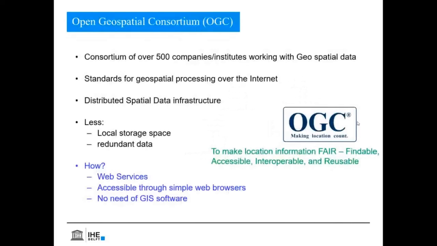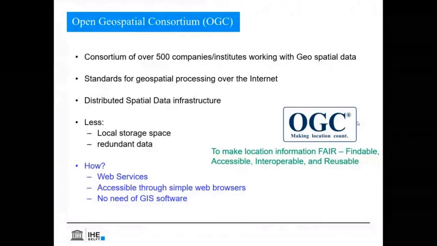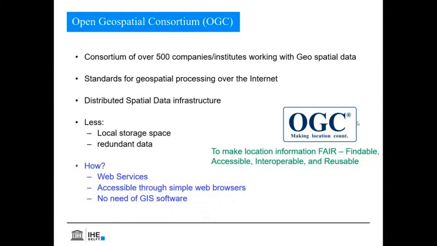Yeah, that's my next slide. Open Geospatial Consortium, OGC. It's a consortium of over 500 companies or institutes working in geospatial data. Years back, they decided to develop a consortium and create a lot of standards. If you go to their website, you will see PDF files with hundreds of pages explaining the standards which you should follow, which also became a bit tough for others to follow.